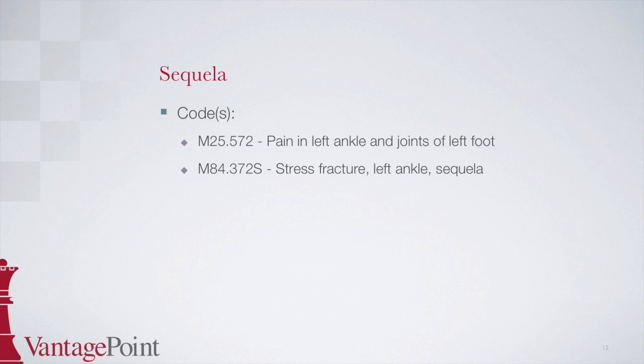Therefore, we are at M84.372 for left ankle, but the book indicates that a 7th character is required. Our 7th character options are in a box under subcategory M84.3. Since documentation states that the patient is status post healed fracture and they're now experiencing the pain as a late effect, a 7th character of S for sequela is appropriate. Remember that with sequela coding in this chapter, the sequela itself is coded before the fracture code with the 7th character indicating the current episode of care.